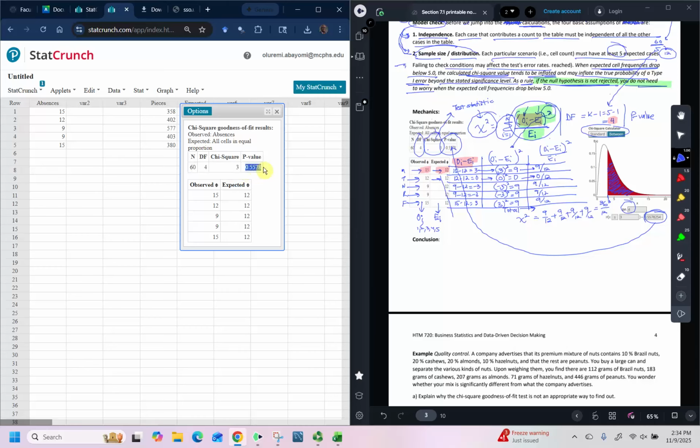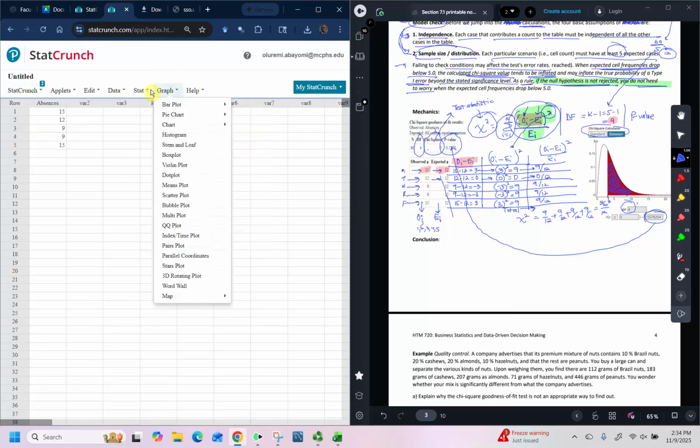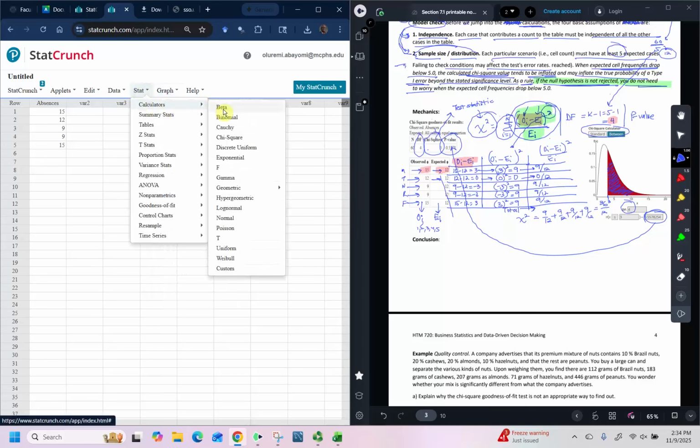Our main interest is the p-value for drawing our conclusion. Before we do that, let us also see how to use the chi-square calculator to compute the p-value by hand. That is, this p-value, where is it from? We can use the chi-square calculator.